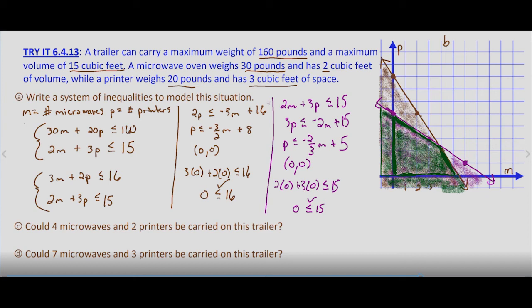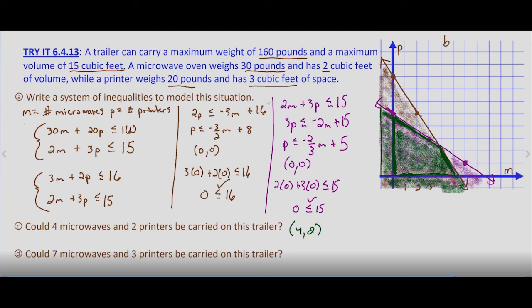And now we're going to look at the third part of the question, is asking us if certain combinations of microwaves and printers can be carried on the trailer. And essentially what it amounts to is that if the point that it represents is inside this system of inequality solution that's been shaded green, then it's capable of carrying those amounts. So we're looking at 4 microwaves and 2 printers for part C. So that's 4, 2.